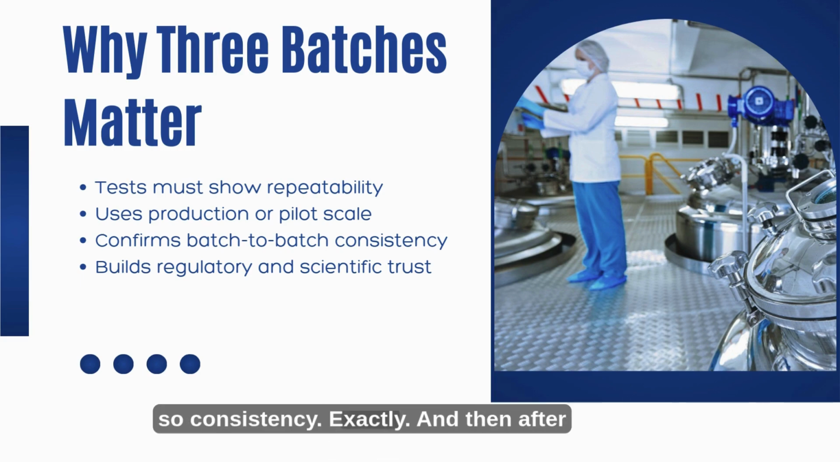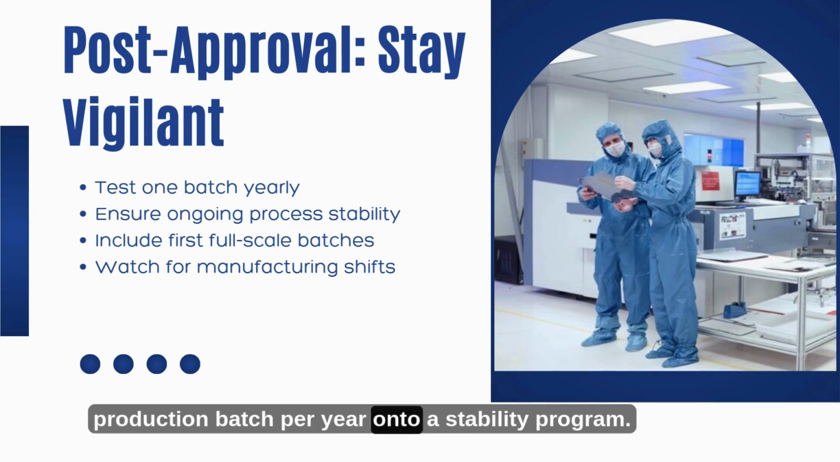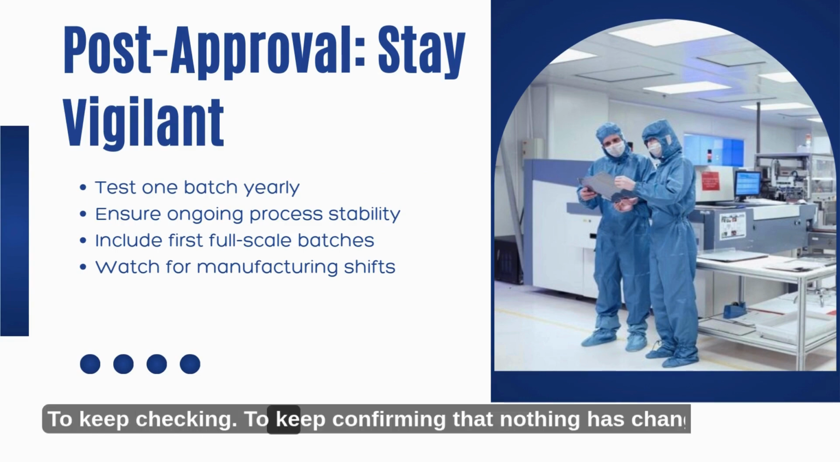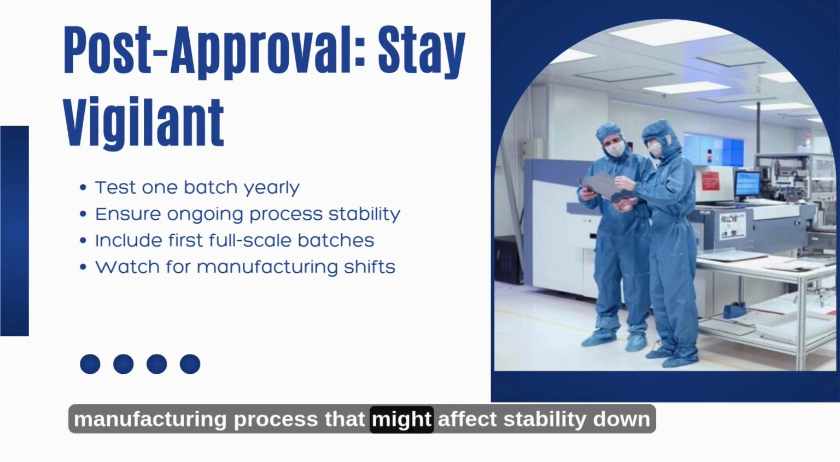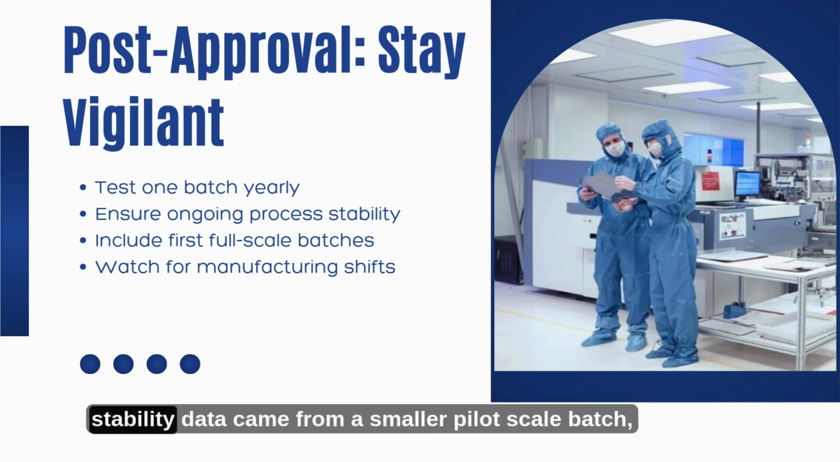Okay, so consistency. Exactly. And then after approval, there's usually an ongoing commitment to put at least 1 production batch per year onto a stability program, to keep confirming that nothing has changed in the manufacturing process that might affect stability down the line. Also, if the initial stability data came from a smaller pilot scale batch, you still need to test the first 3 full-scale production batches. Right.